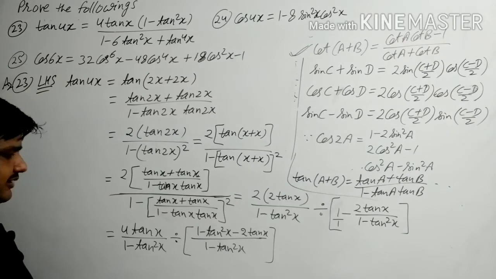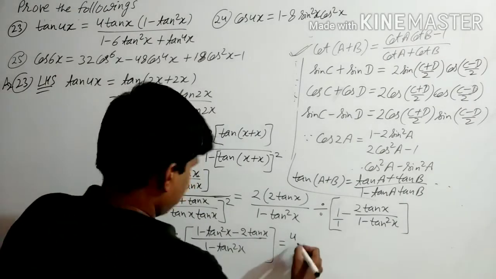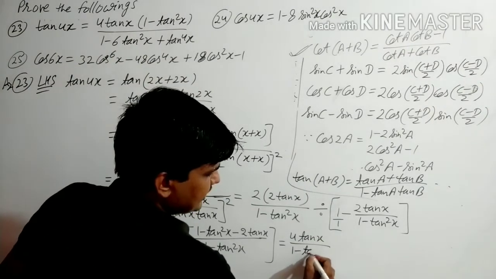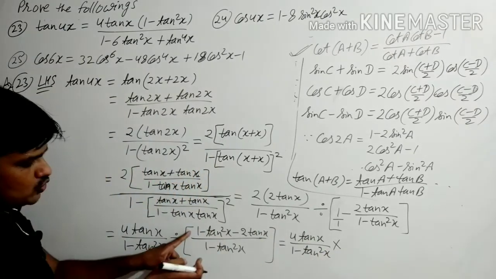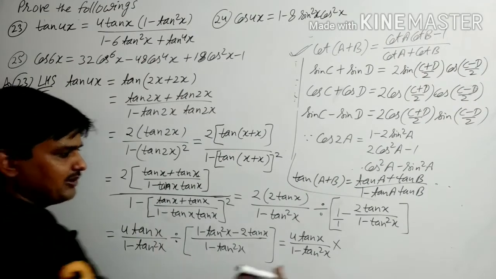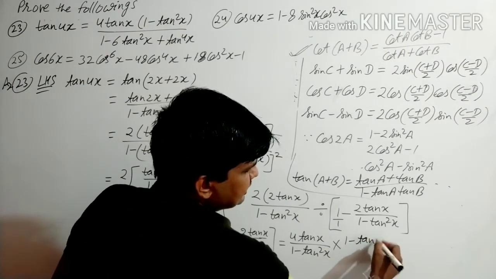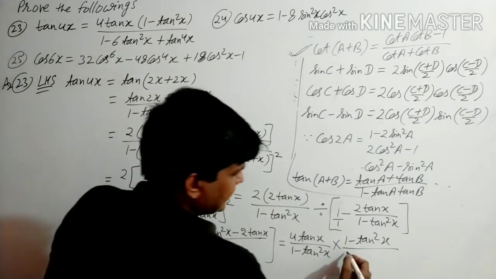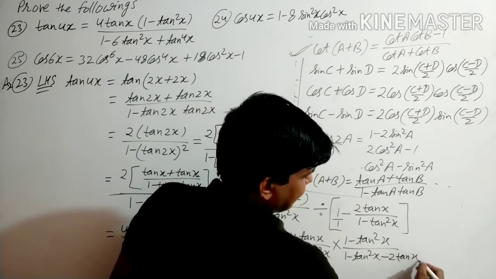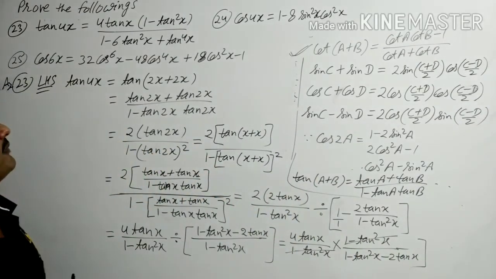So now this can be written as, our division will convert into multiplication: 4 tan x upon 1 minus tan square x, multiplied by the numerator and denominator, and the denominator converts into numerator, because here is the division symbol. When division converts into multiplication, the numerator and denominator interchange, so we get 1 minus tan square x upon 1 minus tan square x minus 2 tan x, okay. So the same value cancels out from numerator and denominator.